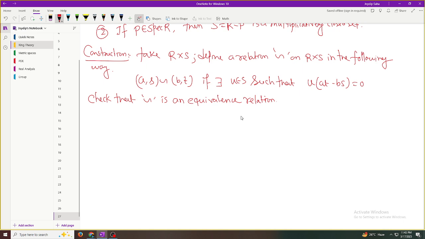Now notation: a/s is the class of (a, s), the equivalence class.